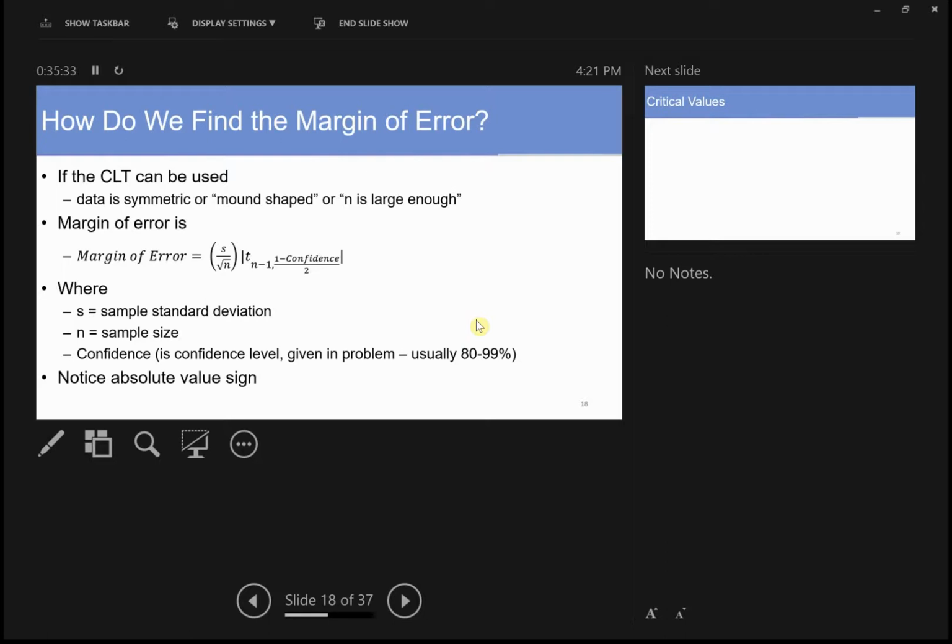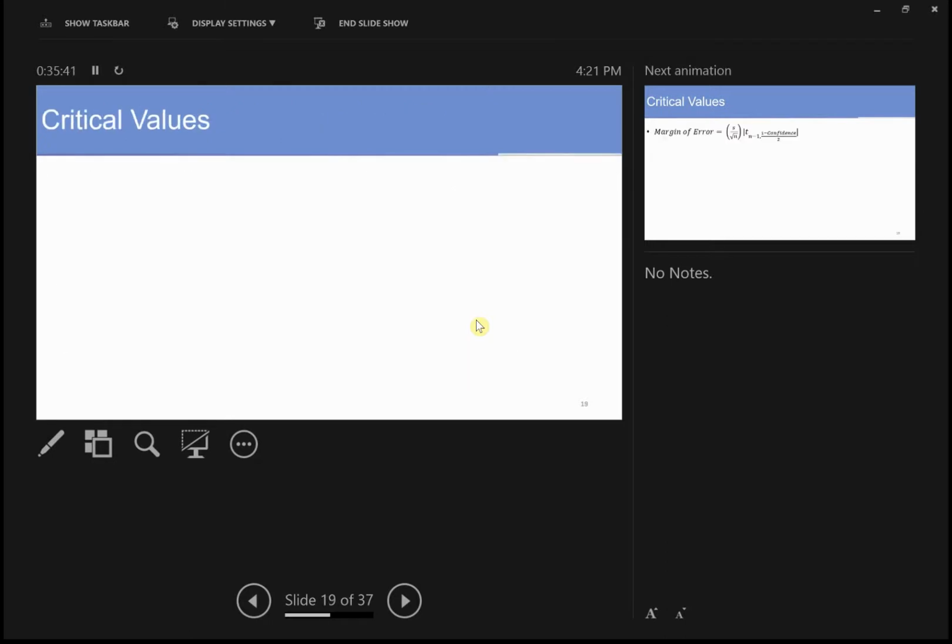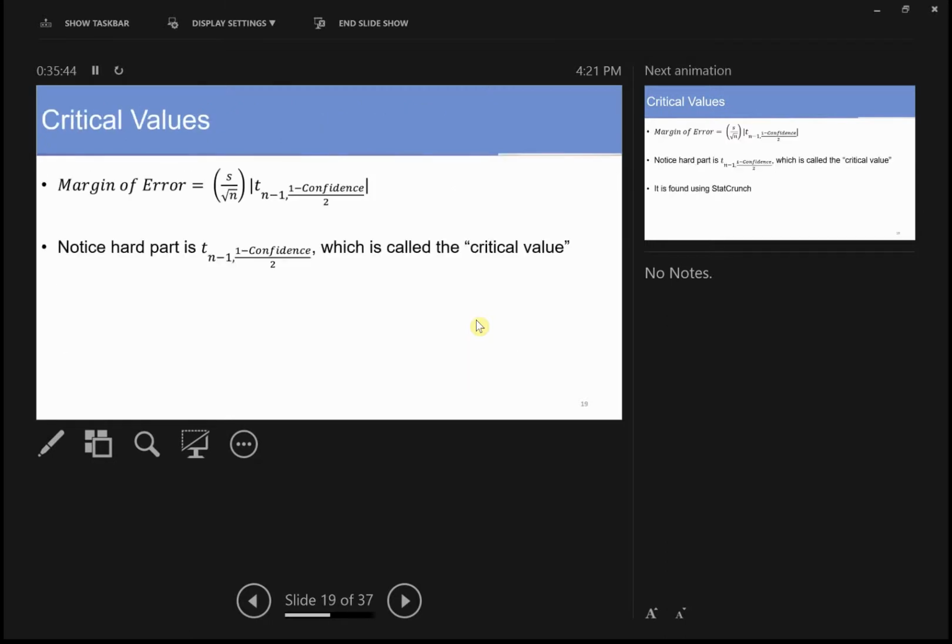Notice the absolute value sign. This value is going to be negative, okay? So you want to be a little careful. Margin of error is always positive. It's a length. All right. So this is the critical value. We find this using StatCrunch, like I said, exactly the same way we find the critical value for the z-score.